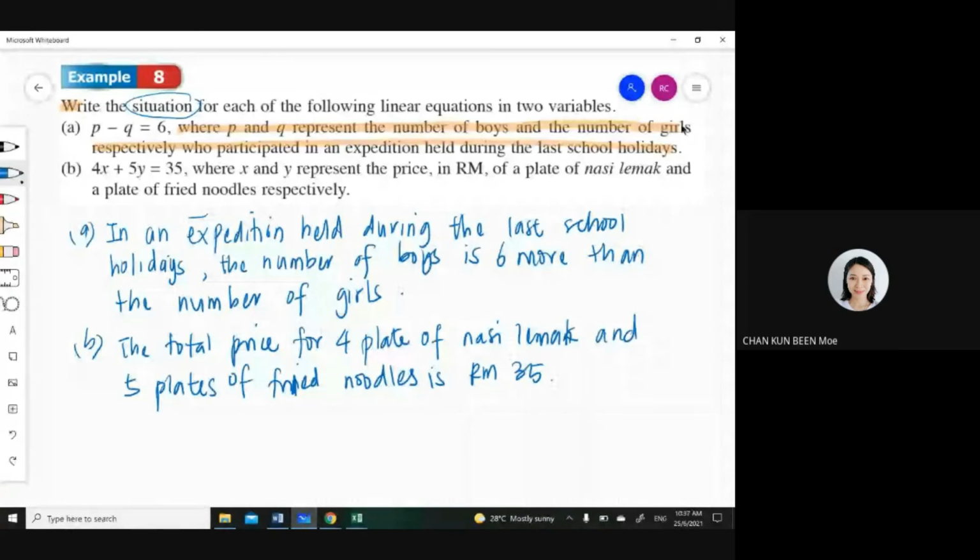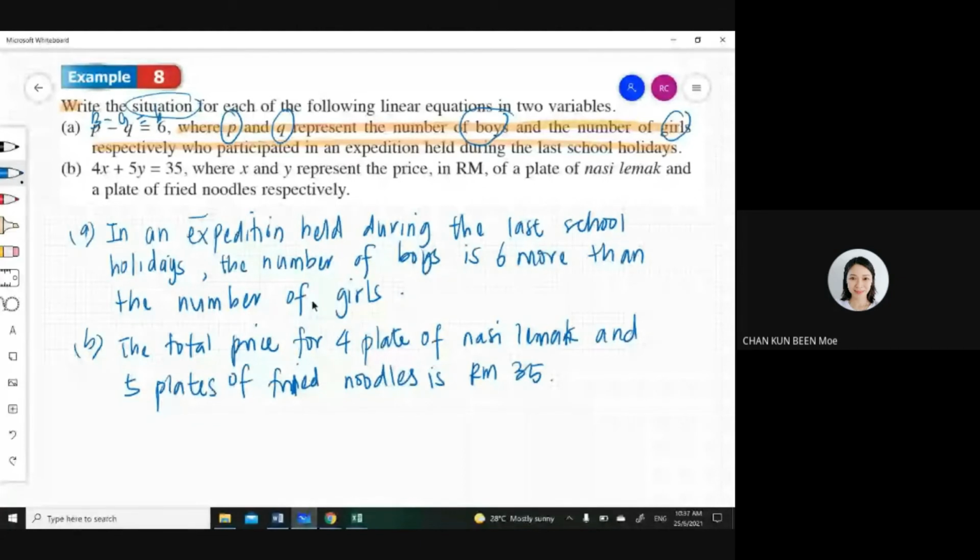Okay, so what are we going to write for the situation will be, in an expedition held during the last school holidays, the number of boys is 6 more than the number of girls. Because they told you right now here, the P is the number of boys, the Q is the number of girls. So this is boy minus girl equal to 6. That's why we have the number of boys is 6 more than the number of girls.